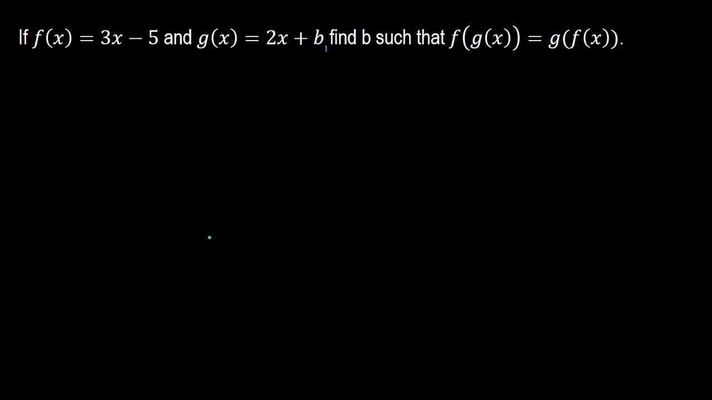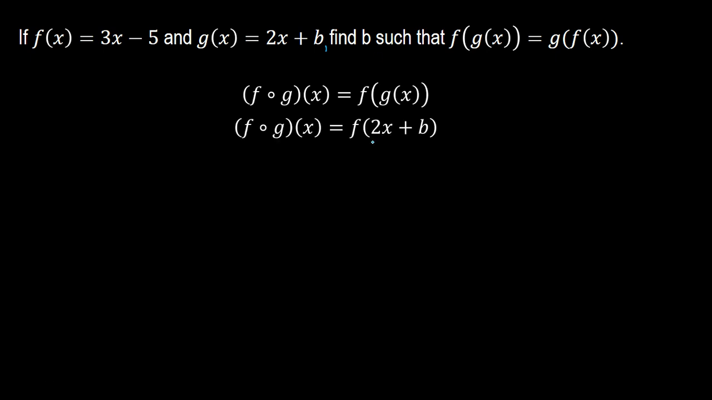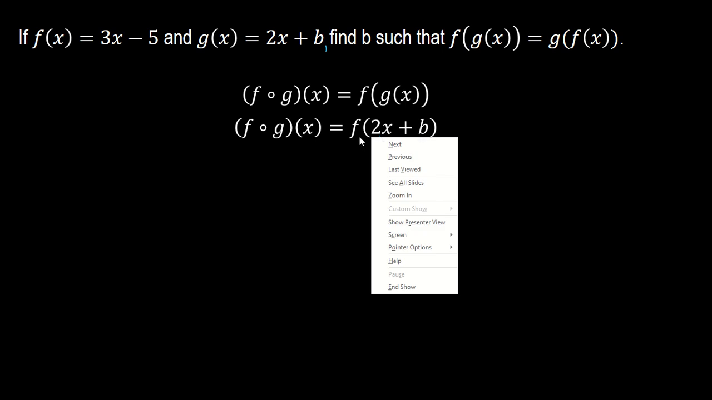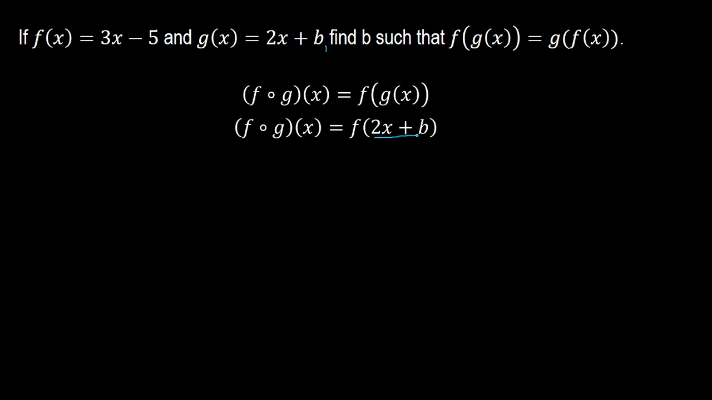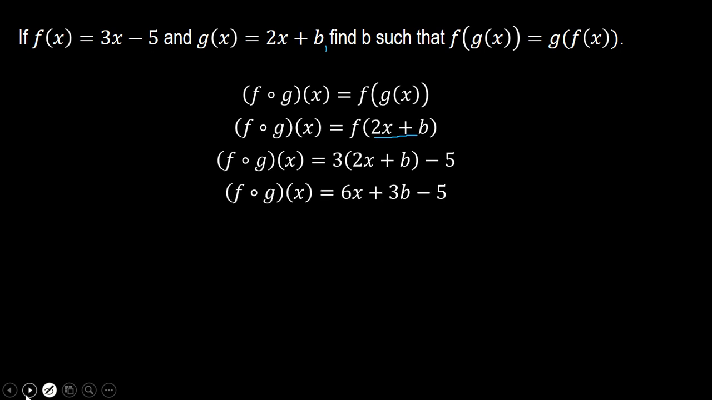Given that we have f of g of x and g of f of x, let's try to solve that first. So first off, let's have that f of g of x. All we need to do is to substitute that g of x to our function f, substituting 2x plus b. So with that, we'll have 3 times the quantity of 2x plus b minus 5. And simplifying that, we'll obtain 6x plus 3b minus 5.